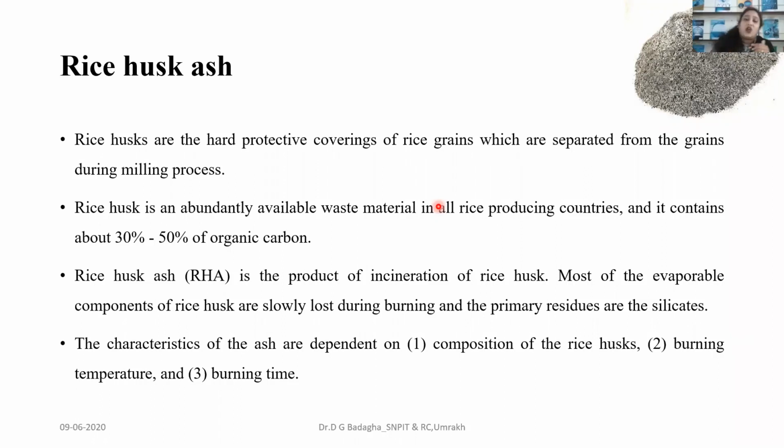Okay, so whatever outer cover is there, we burn that cover and then sieve that portion. Whatever fine portion we get is like a cement type of material, and we use that material in concrete manufacturing in place of cement in some proportion. Okay, so this is your rice husk ash.